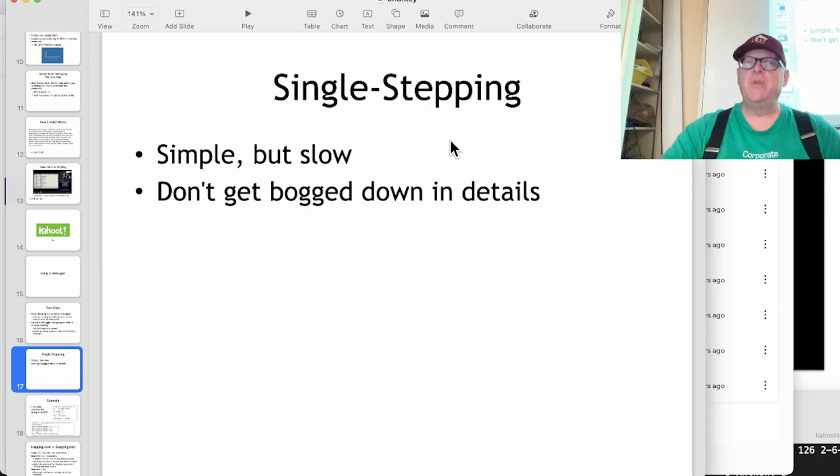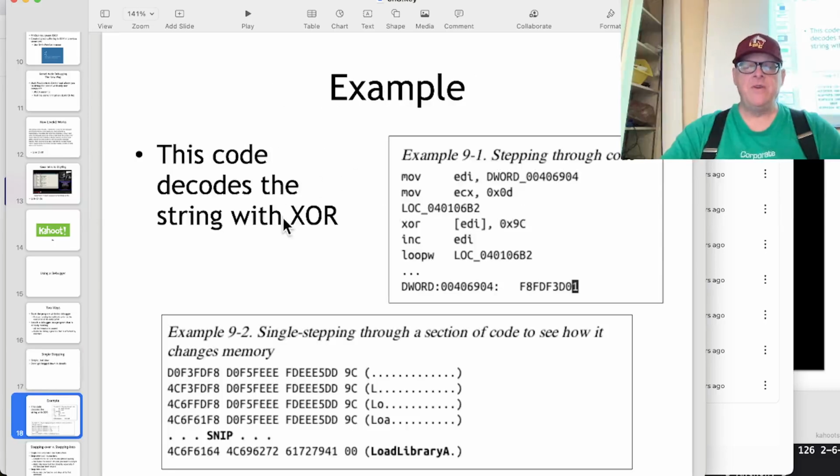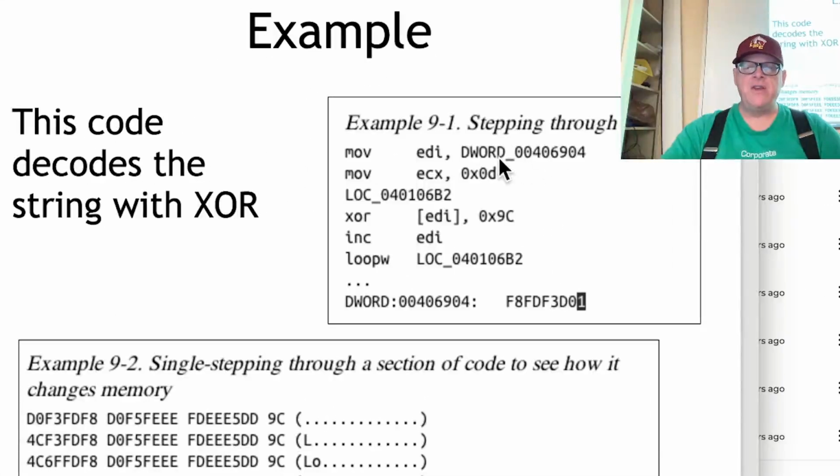Then you can step through the program step by step if you want to, one assembly language instruction at a time. The problem is you will have to step through thousands of instructions to get anything done, and it's easy to get lost in all those details. So here's code that decodes the string with XOR. So it's going to take some data from this address and move it into EDI.